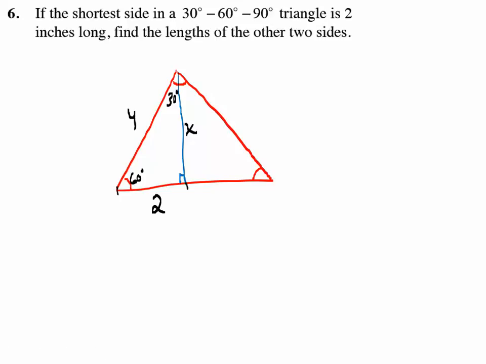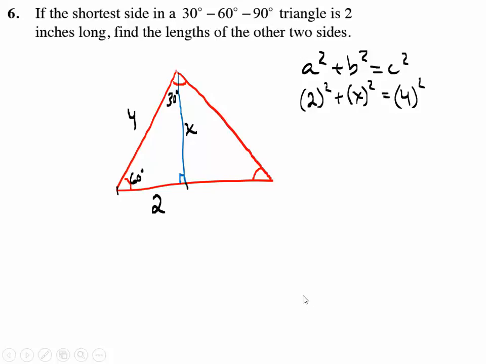But we do have something called the Pythagorean theorem. The sum of the legs squared equals the hypotenuse squared, right? So a squared plus b squared equals c squared. That's normally how it's written, but really the a and the b are just legs here. So I'm going to use the 2 for a, x for b, and 4 for the hypotenuse. So 2 squared, x squared for b, and c is 4 squared. Can you solve for x? That's your job. Can you solve for x?